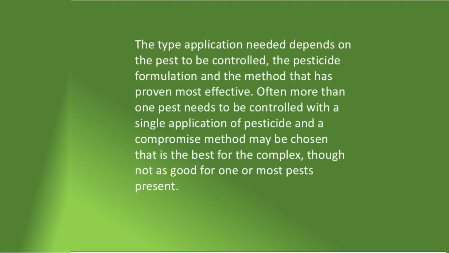The type of application needed depends on the pest to be controlled, the pesticide formulation, and the method that is proven most effective. Often more than one pest needs to be controlled with a single application of pesticide, and a compromise method may be chosen that is the best for the complex, though not as good for one or more pests present.